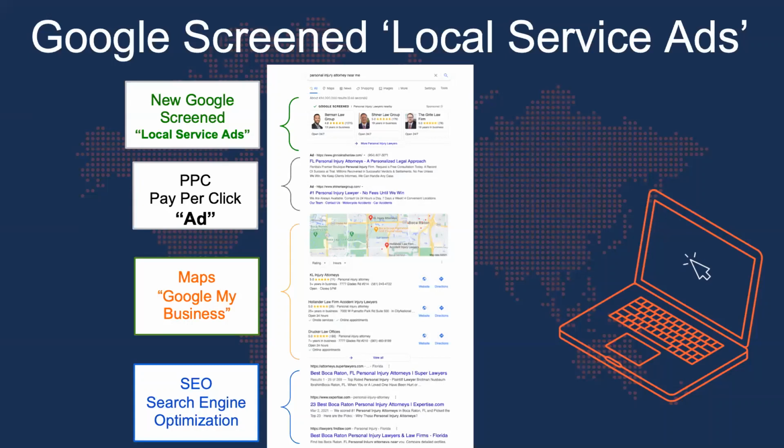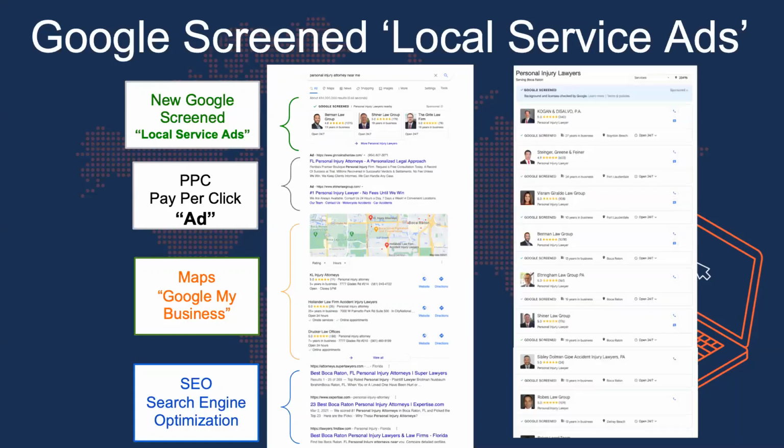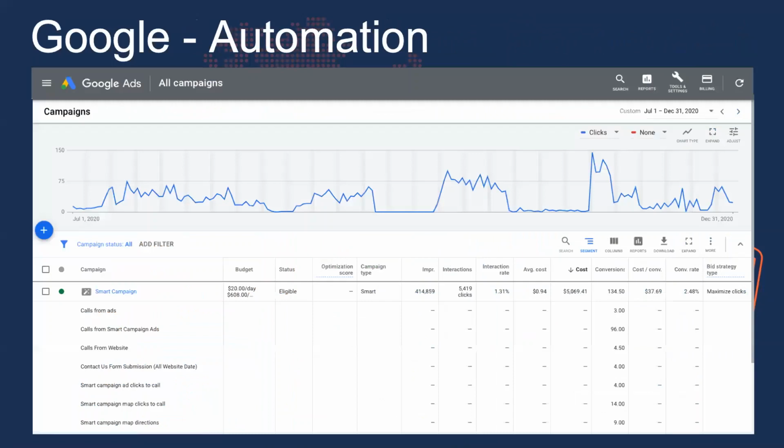There's 3 ads on the desktop and 2 ads on your phone. So this is really a game changer. We're going to talk a little bit more about this. As a matter of fact, last month we did an entire webinar on Google Screened. So if you want to see that webinar, go to our blog and you can see that entire recorded webinar. If you click here where it says more personal injury lawyers, you're going to see all of the lawyers that are approved or screened in your area. So you can really delve into the Google Screened.